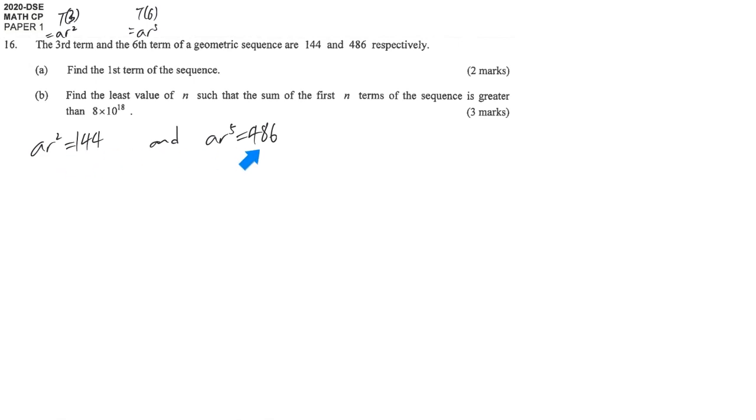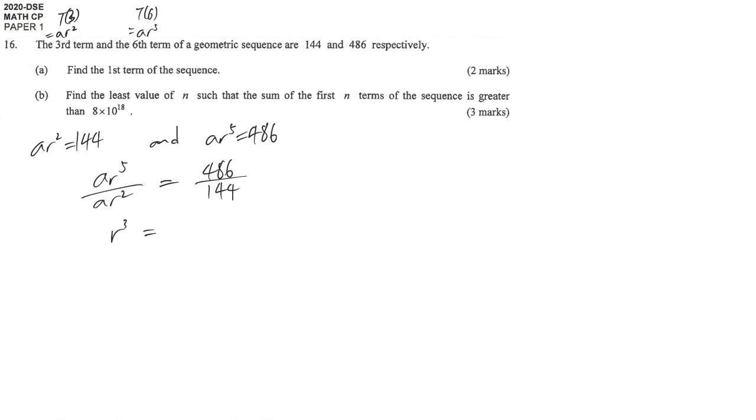To solve this simultaneous equation, the most effective way is to divide them, because a divided by a will give you 1, which will eliminate it. So we use this one divided by this one. We get a r power 5 divided by a r power 2 should equal to this divided by this. So 486 divided by 144.